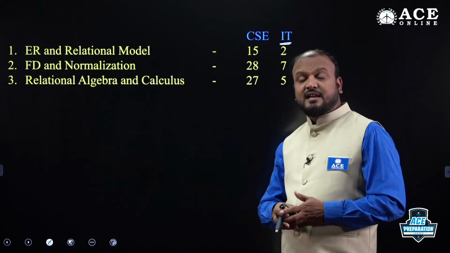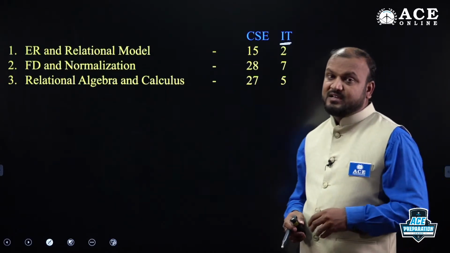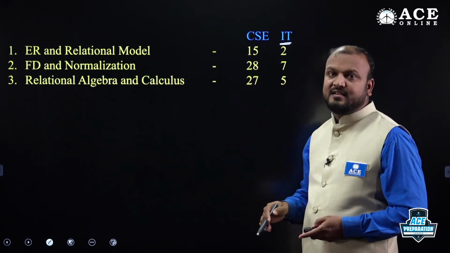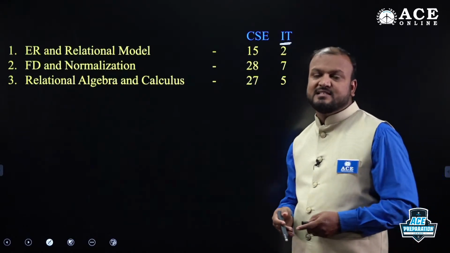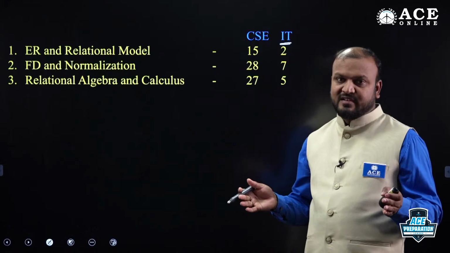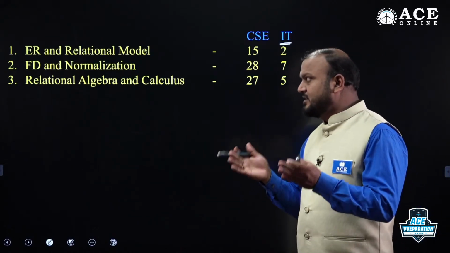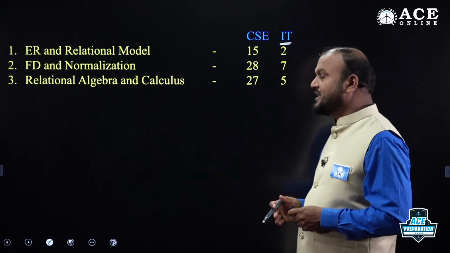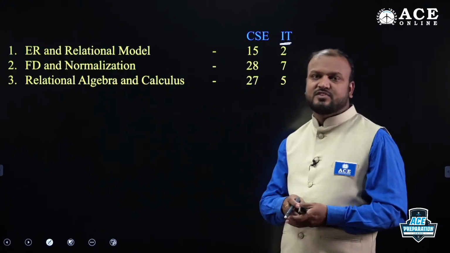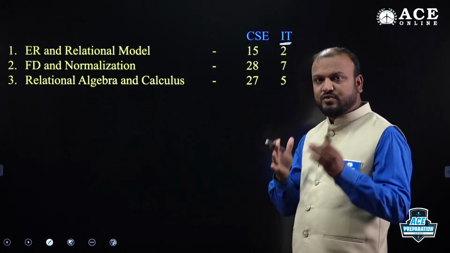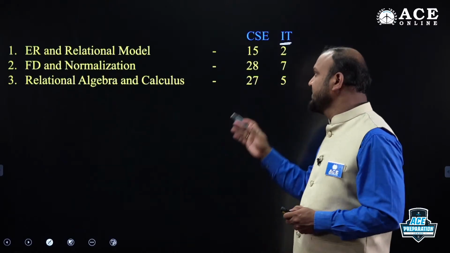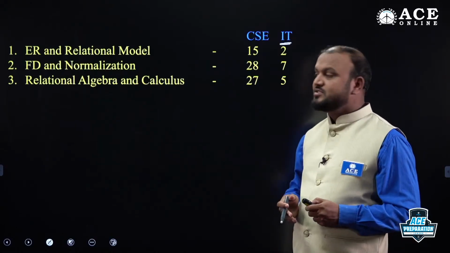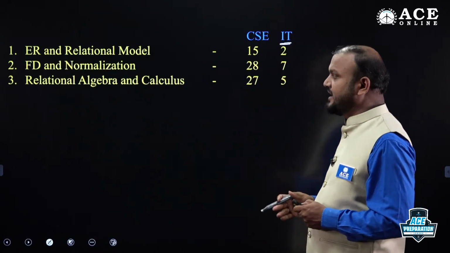Relational algebra and calculus is a very small topic, but it has equal importance to functional dependency and normalization. Functional dependency and normalization has so many topics, and the time it takes to prepare is more. But algebra and calculus is around 3 hours of a session. If you understand and practice properly in that session, you will be able to answer all the questions of algebra and calculus. 27 questions were asked in CSE and 5 in IT.